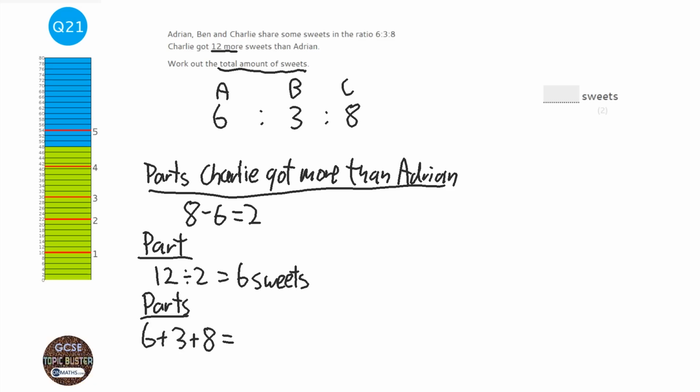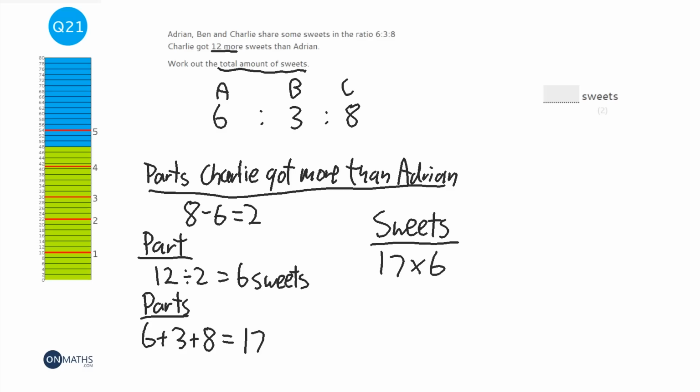Now I know 6 plus 8 is 14, plus 3 is 17. So we've got 17 parts in total. Each of them is worth 6 sweets. So to work out the amount of sweets, we do 17 times 6. Now we could do 7 times 6, which is 42, and 10 times 6, which is 60. Add the 2 together, it's 102. So there are 102 sweets altogether.